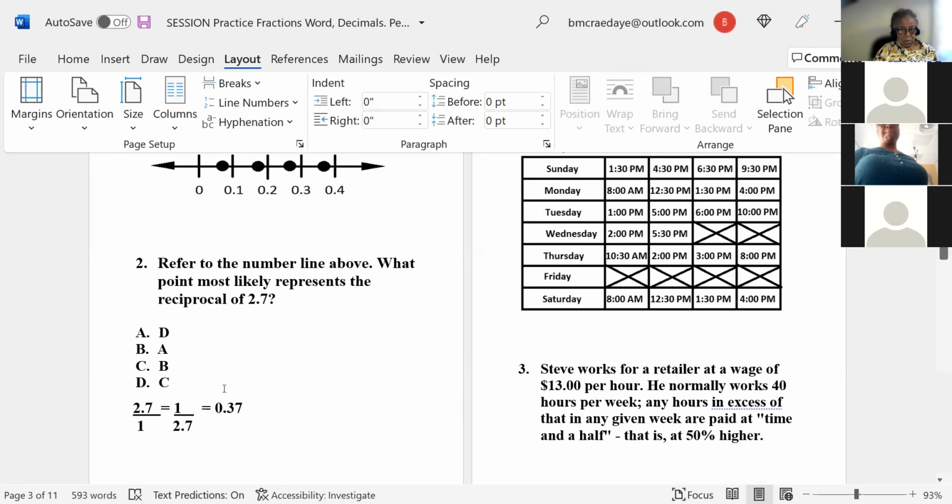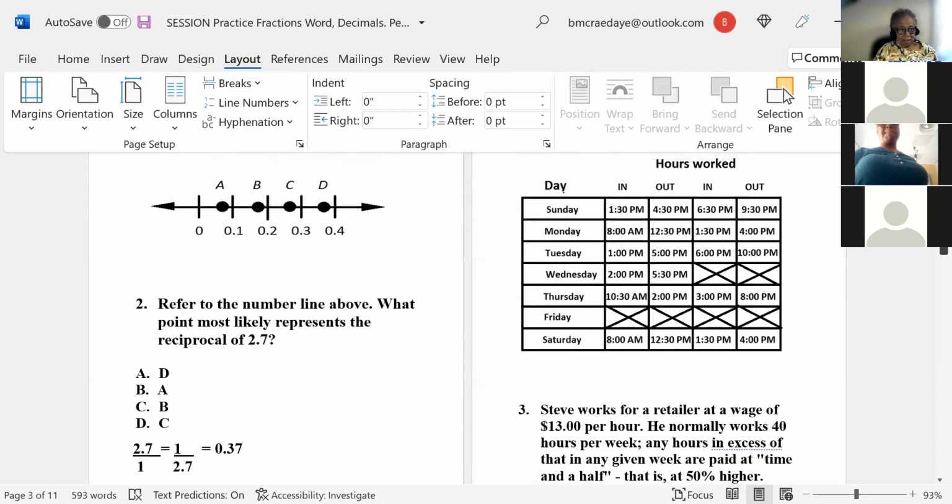It didn't say between, it said which point. It's 0.37. Mercedes, what point? A, B, C, or D? It is C, if I see it right. A, B, C. Yeah. 0.37.